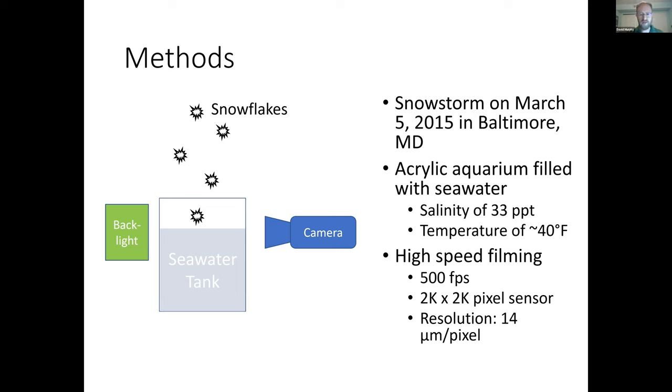We set up this high-speed camera, which was filming at 500 frames per second at 4 megapixel resolution. That gives us about 14 microns per pixel resolution, so this is really quite high resolution. We can film and identify objects down to about 30 microns in size with this setup. And this is a video of what we saw.